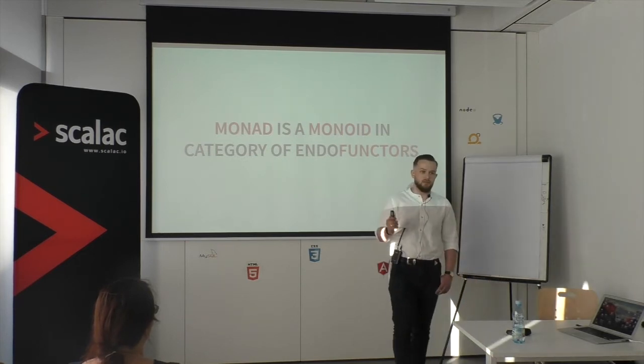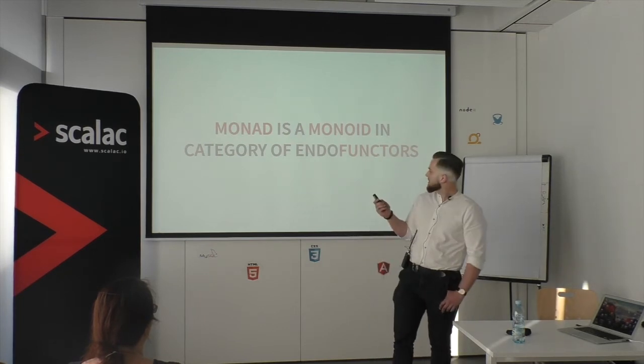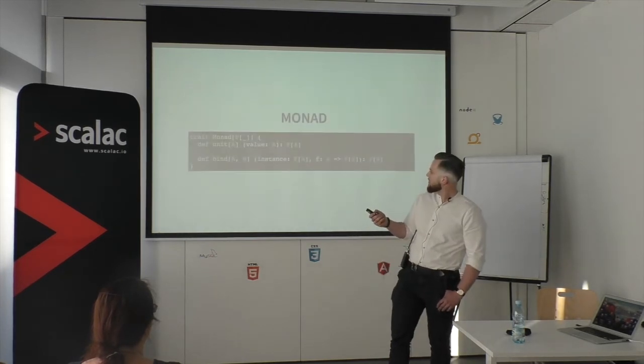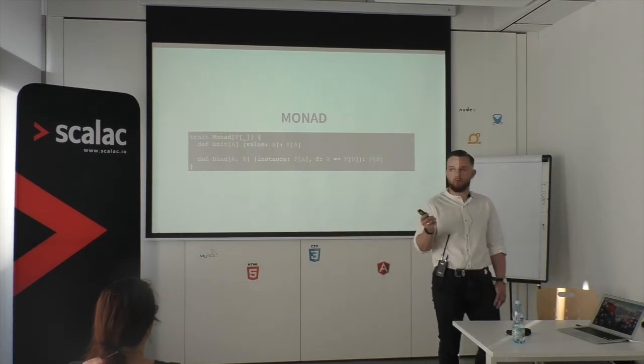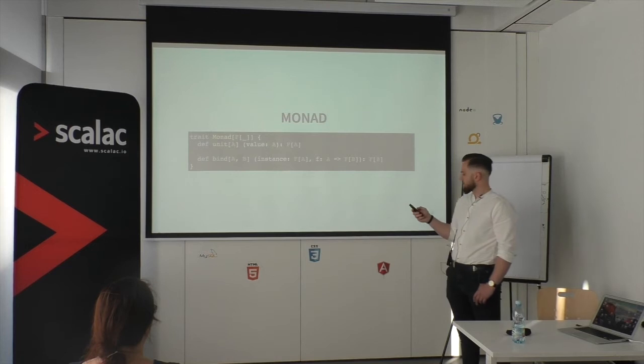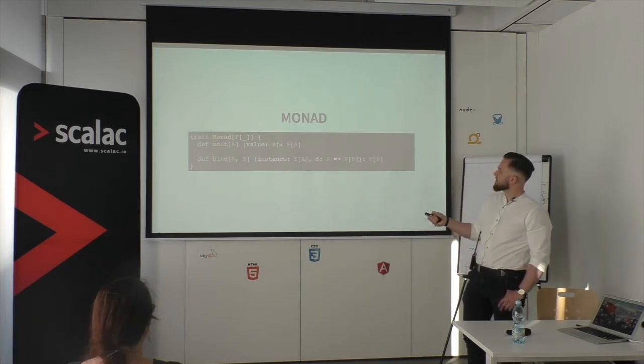You have already seen the functor and the monoid in the previous presentations. All of them are type classes. And okay, so what's the monad? The monad is a simple interface that has two methods. The unit, so we take the instance of a type A and put it inside of some type constructor f.